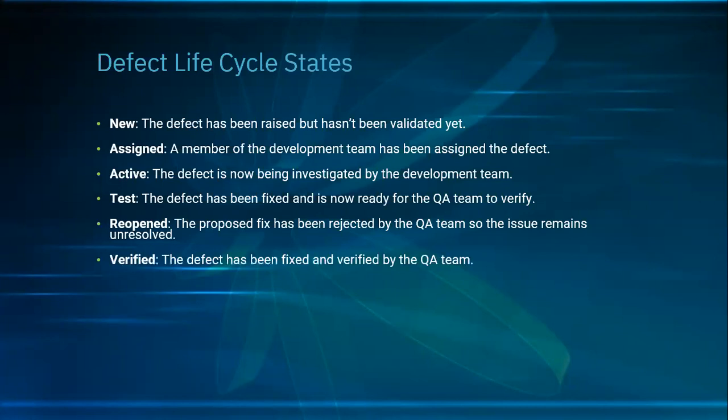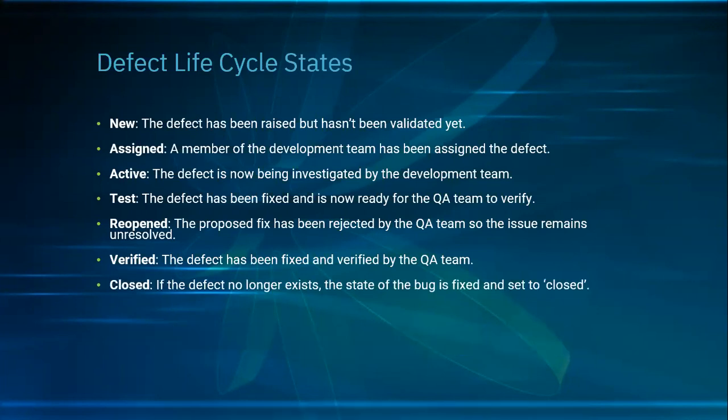Now, verified. The defect has been fixed and verified by the QA. Happy? Yes. We close the defect. If the defect no longer exists, the state of the bug is fixed and set to closed. This is the state of defect life cycle. The parameters here, that's the names, these values here.